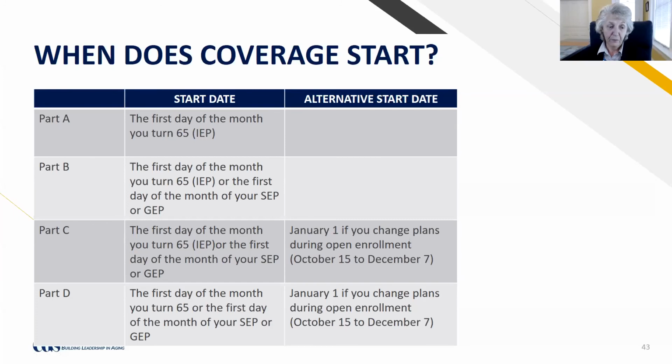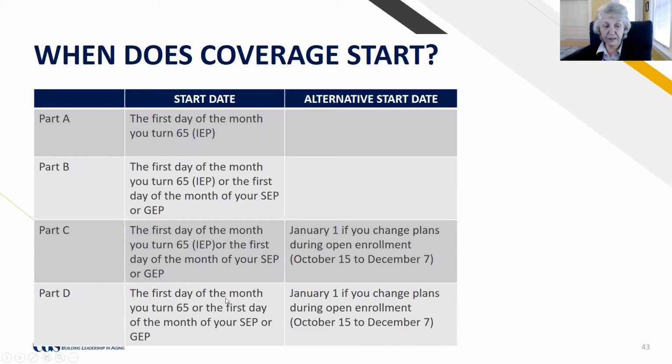GEP. Part C only starts if you enroll and you then are eligible the first day of the month that you turn 65 on your IEP, or if you are exercising an SEP or a GEP, you would be eligible to enroll, but it is optional. If you do decide to enroll, you could also have an alternative date if you change plans during open enrollment with the start date of January 1.